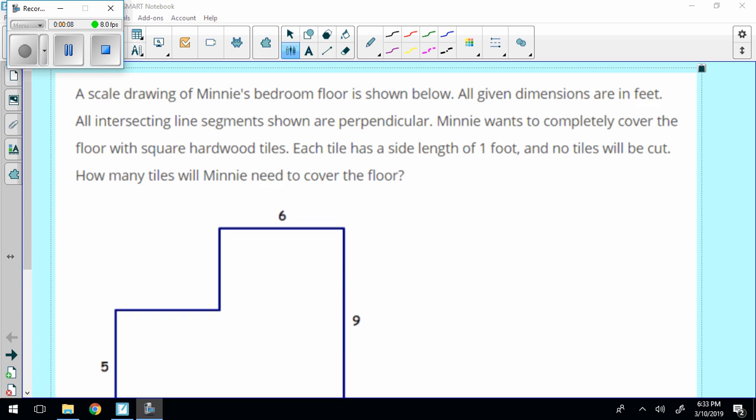In this first question, we have a bedroom floor. All the dimensions are in feet and the intersecting segments are perpendicular. She completely wants to cover the floor with square hardwood tiles, and each tile is 1 foot. No tiles will be cut. How many tiles will Minnie need to cover the floor?